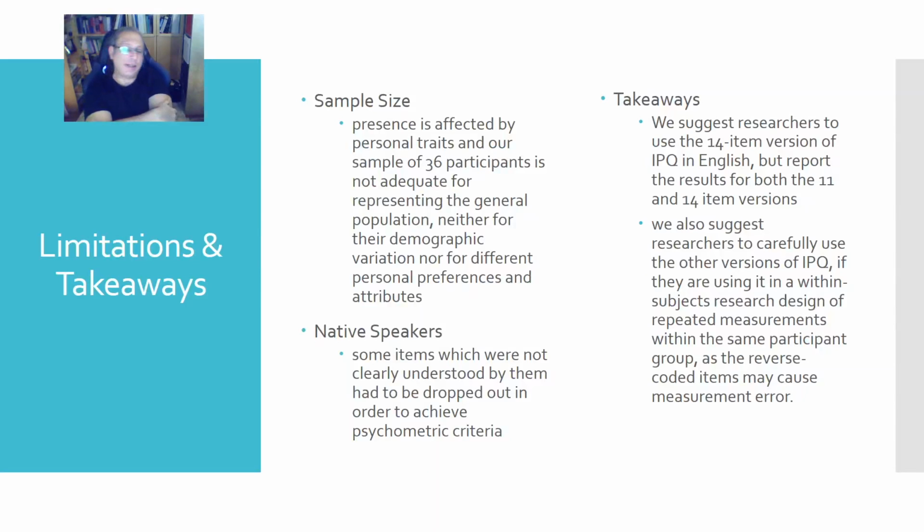Well, we suggest researchers use the 14-item version. Maybe some improvements can be made to the translations of the items that caused measurement errors in our study. These 3 items that we had to remove had some measurement error. They were removed for this reason. Maybe improvements can be made on them in terms of translation.